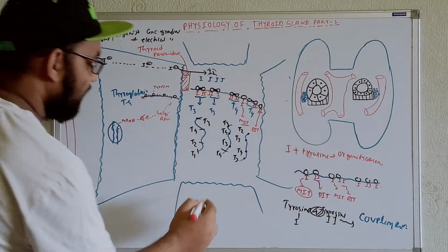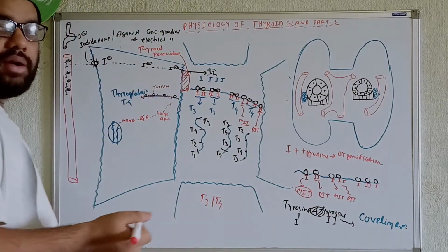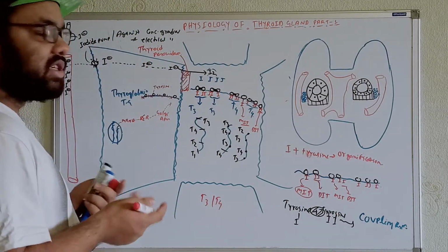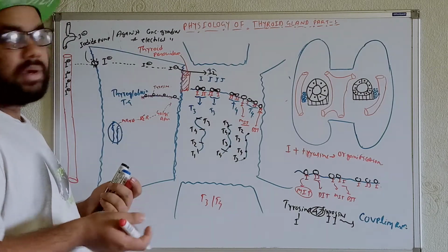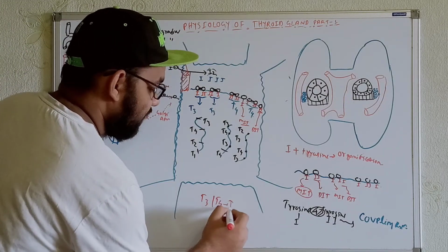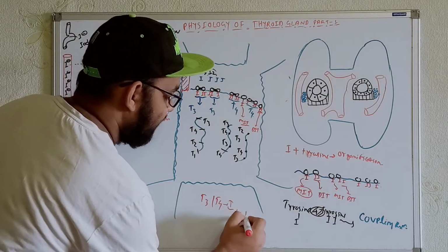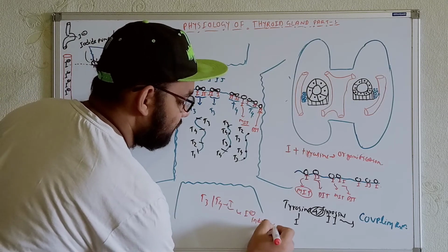In terms of the production of T3 and T4, if the iodine intake is good, if the iodine intake is normal, there are more chances for the formation of diiodotyrosine. Whenever there are more chances for the formation of diiodotyrosine, we get more production of T4.